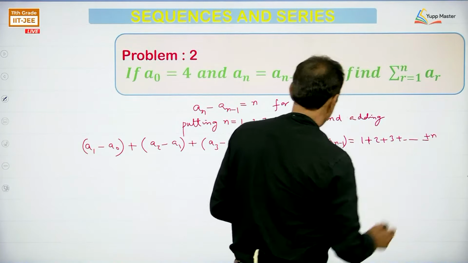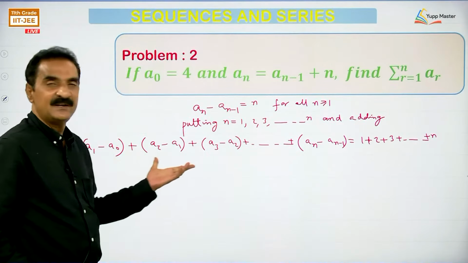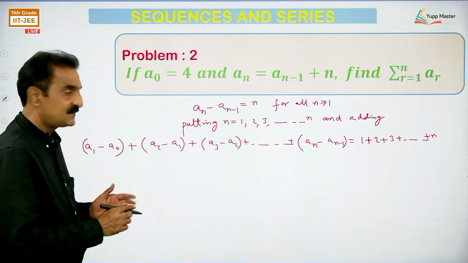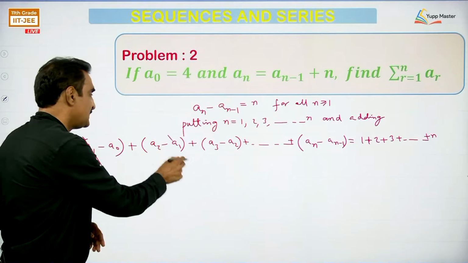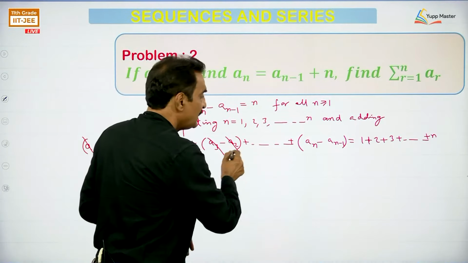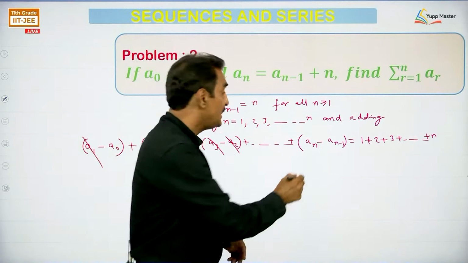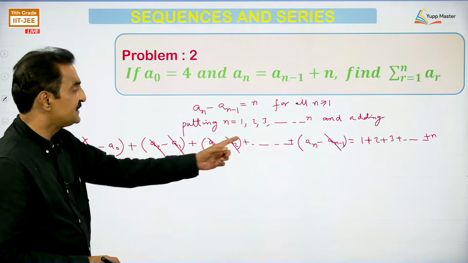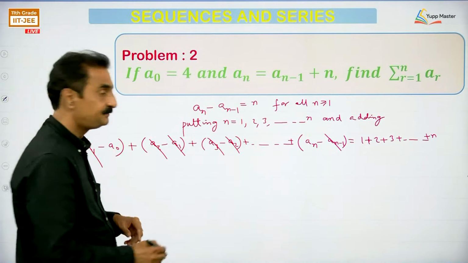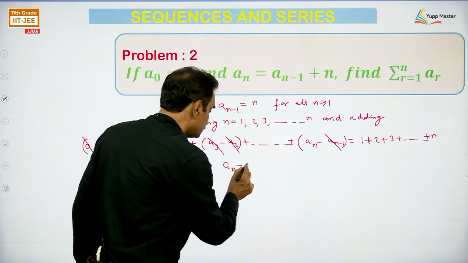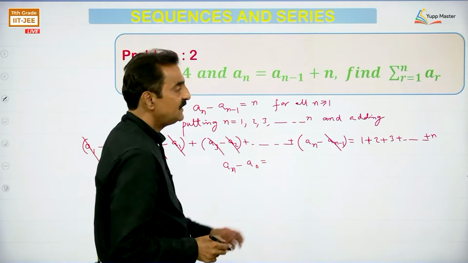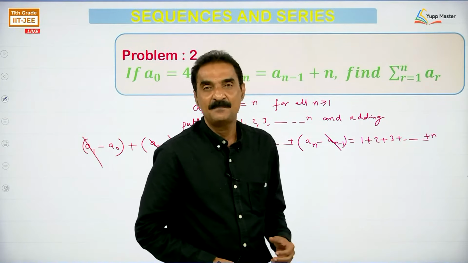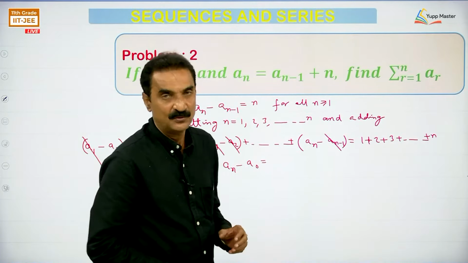Now, the left hand side is a telescoping series. We can cancel the terms: a1 can be cancelled, a2, a3 and so on. In the last term, an minus 1 will cancel out. Then the LHS is an minus a0, and equal to, what is the RHS? The sum of the first n natural numbers. What is the formula? n into n plus 1 by 2.